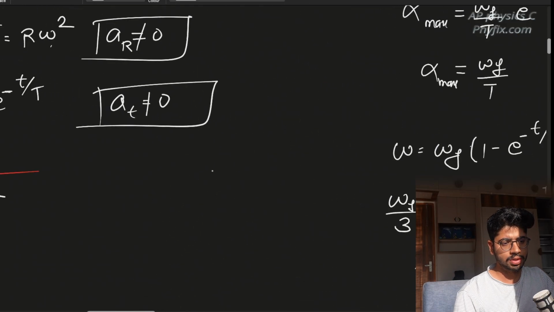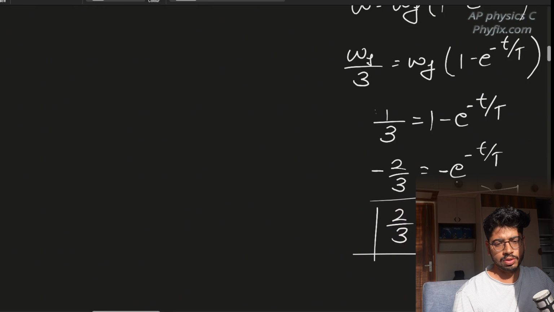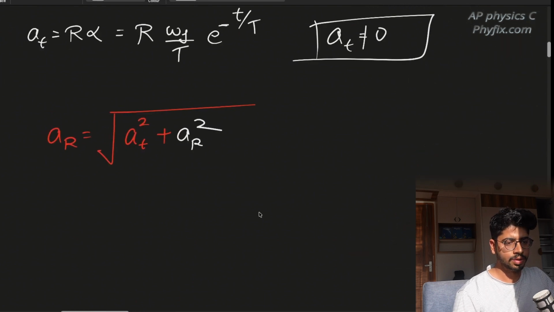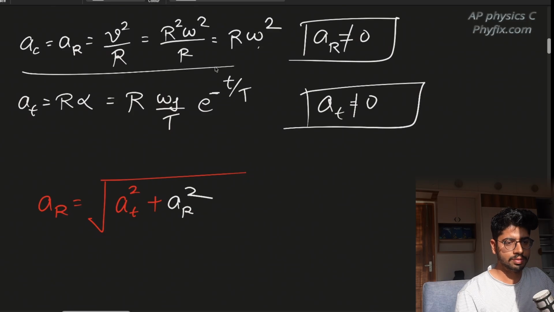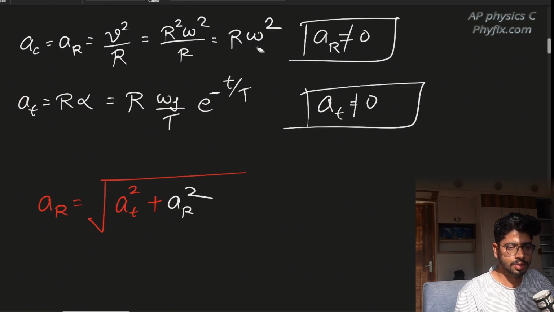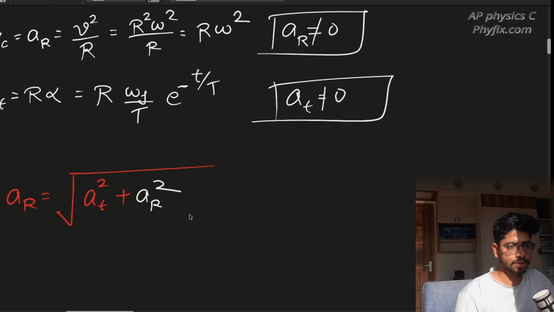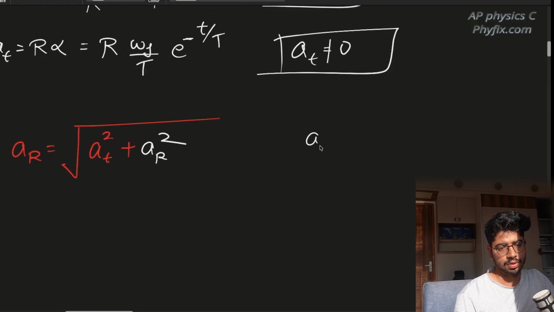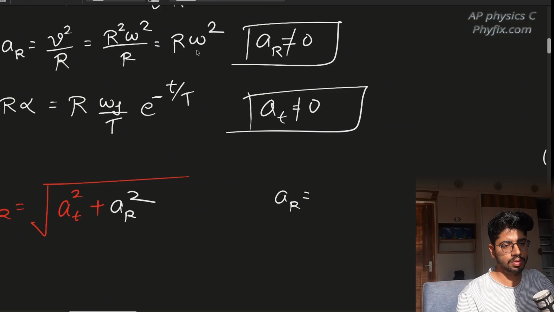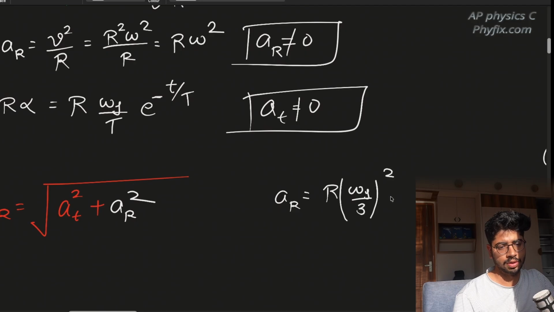So now let me substitute. This is e power, this whole value is 2 by 3. Because I already have this one here, radial or the centripetal is easy to find, because I have to substitute only the omega. The omega value is already given. So it is 1 by 3 of omega final. So this is r omega f square by 9.